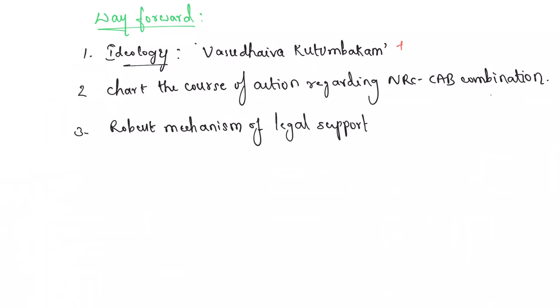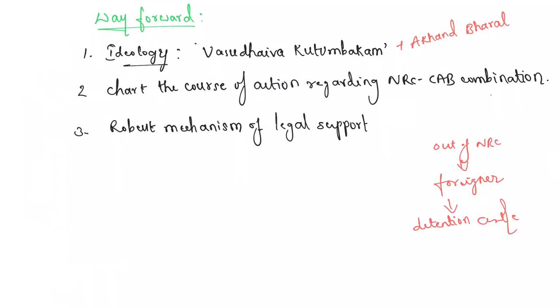Coming to the way forward now. The first one is ideology. In India, we have two very fundamental ideas. The first one is Akhanda Bharata. The second one is Vasudhaiva Kutumbakam. And the NRC doesn't support this. The fear of being excluded from the NRC, being declared a foreigner, and finally being sent to detention centers will go against the ideas of Vasudhaiva Kutumbakam as well as Akhanda Bharata.